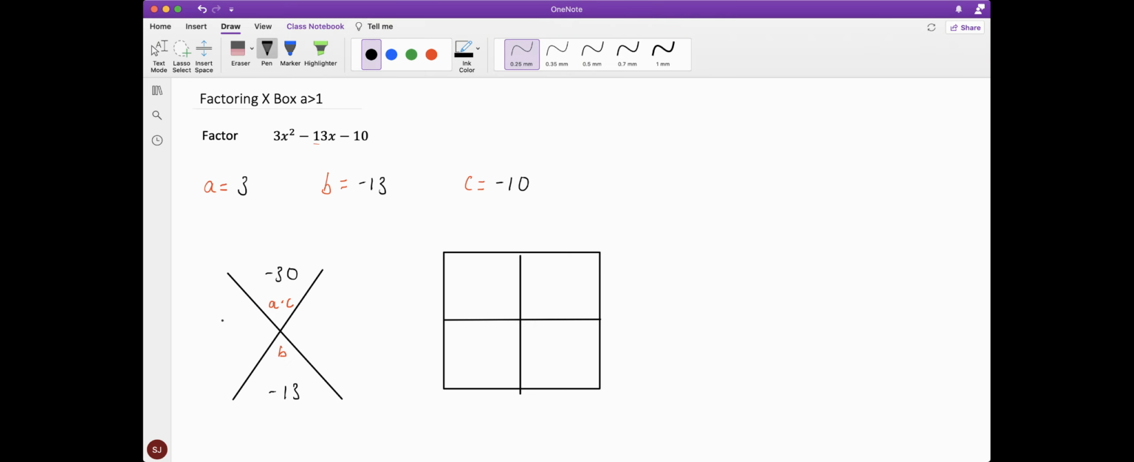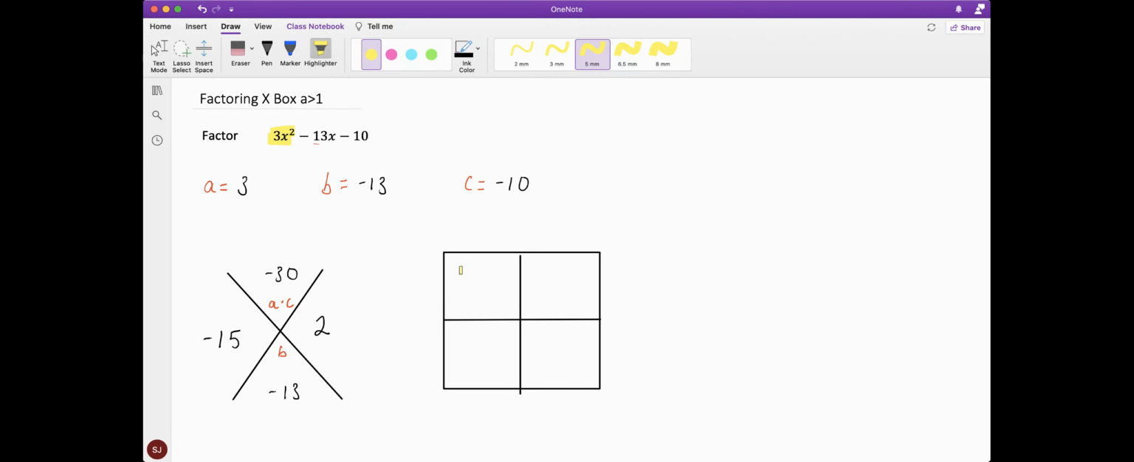All right, then let's figure out what comes here. So two numbers that multiply to give you negative 30, but if you add them, you get negative 13. It is negative 15 and 2. Negative 15 and 2 multiply to give you negative 30, but if you add them, it gives you negative 13. All right, so let's go ahead and fill out the box now.